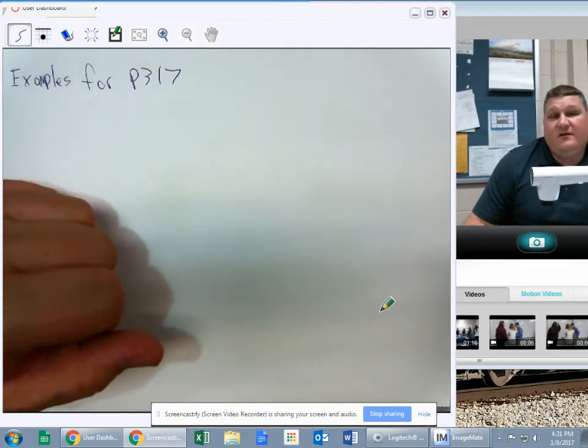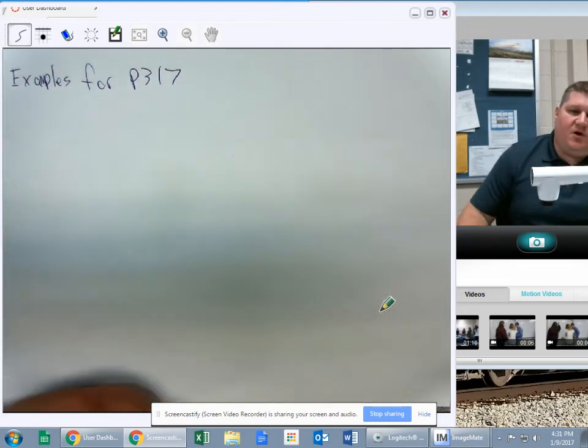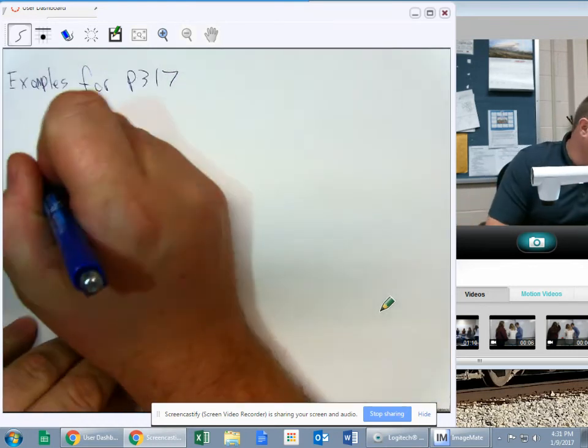Okay, ladies and gentlemen, let's take a look at some examples from page 317. Thought I'd go through some of your homework examples. That way you can see them worked out for you. Now, let's start with some multiples of 3.